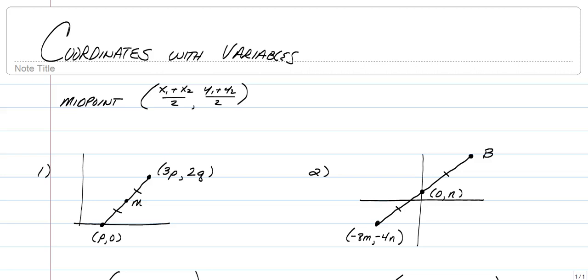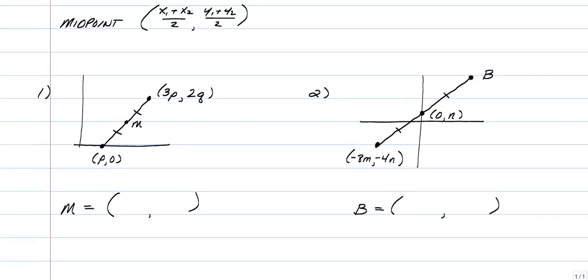For number one example, we have coordinate (p, 0), and we have another coordinate (3p, 2q). Now, for this one, we are asked to find the midpoint. And we're just going to use the midpoint formula for this one. So, in order to find the midpoint, we just add our x's and divide by 2, add our y's and divide by 2. So this is going to be (p + 3p) divided by 2, comma, (0 + 2q) divided by 2.